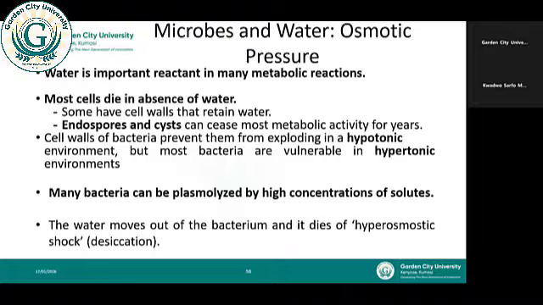Because these are the requirements for growth. Every organism needs water. So if it loses a lot of water, it becomes plasmolyzed by the high concentration of the solutes on the outside. Water moves out and then it loses water. It becomes desiccated and undergoes hypoosmotic shock.